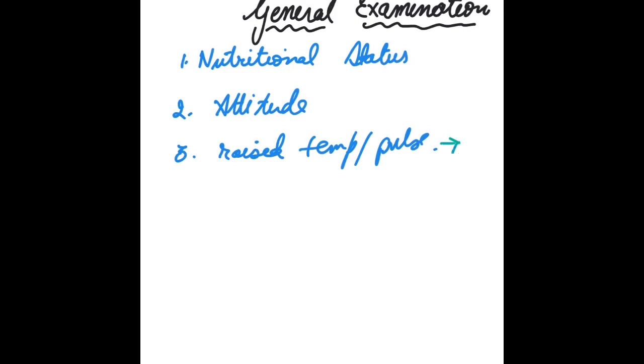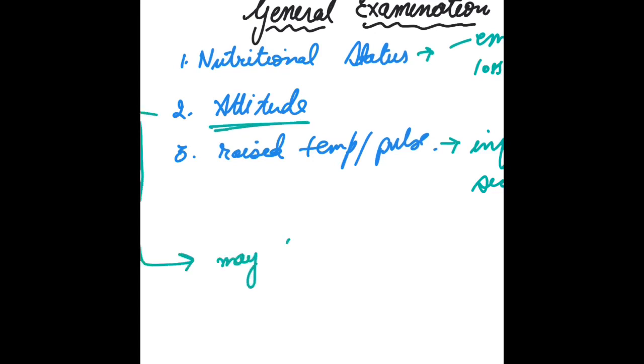Now, raised temperature or pulse will indicate an inflammatory swelling, like an abscess. Nutritional status, like if the patient is emaciated or has lost much weight, then it indicates a malignant swelling. Attitude of the patient may be deformed if the swelling involves any joint or somewhere near the spine, right?